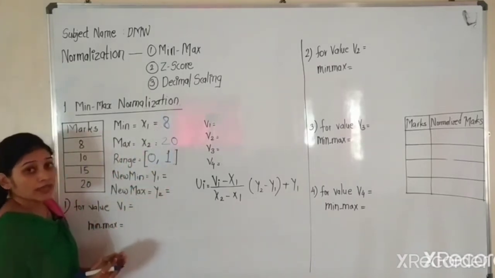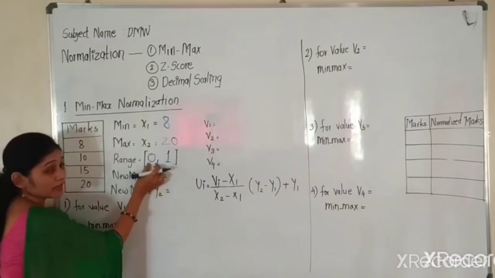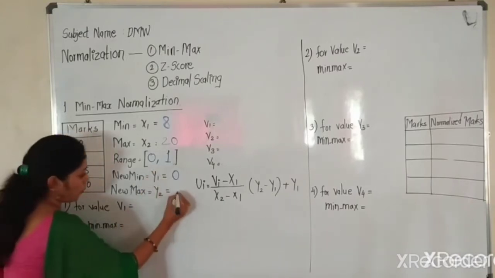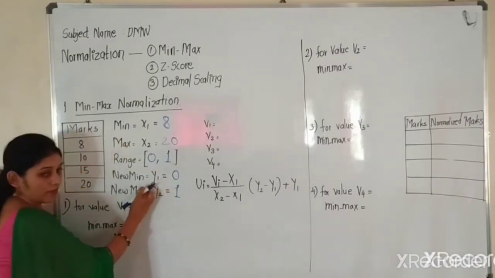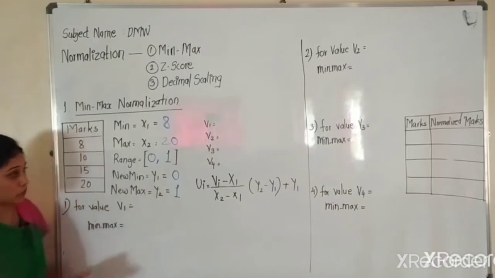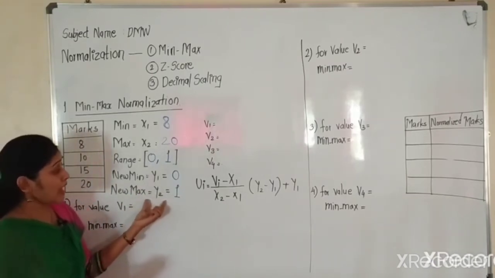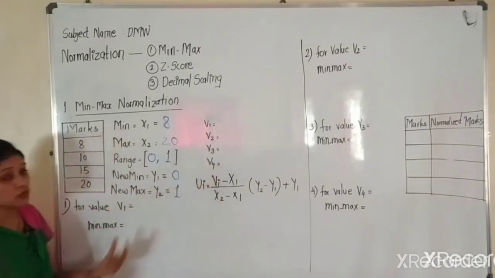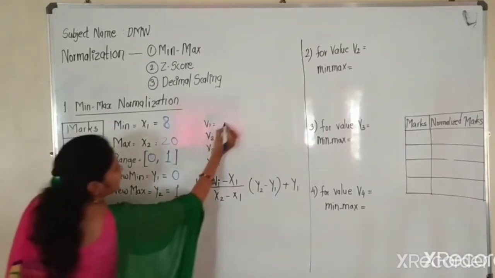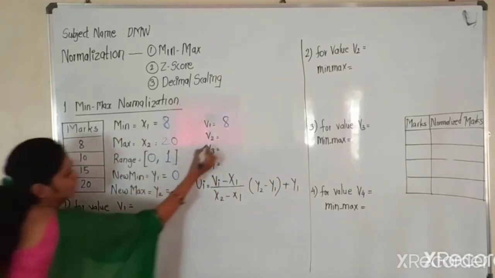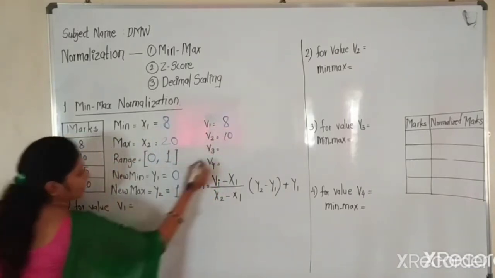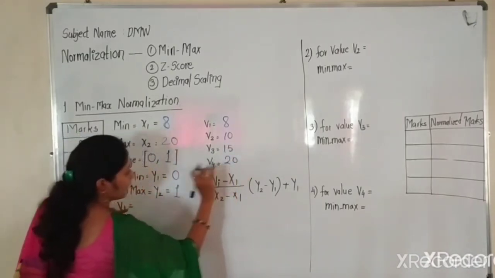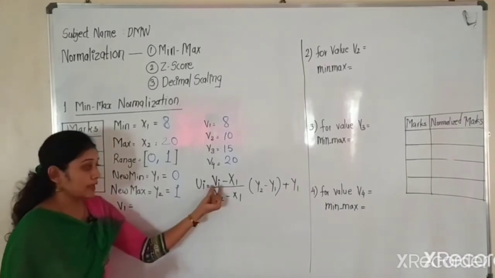So next we have to calculate the new min. The new min is 0 and the new max will be 1. This new min is shown by y1 and new max is shown by y2. These are the different variable names which we are going to apply in the min max formula. The values we have are v1 is 8, v2 is 10, v3 is 15 and v4 is 20. These are the different values of v that I have to put in this formula.